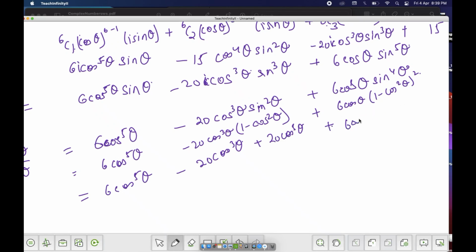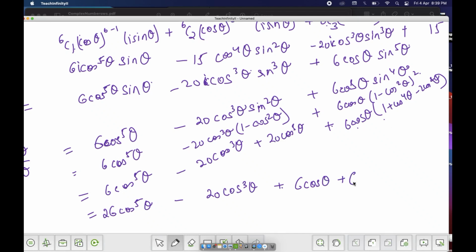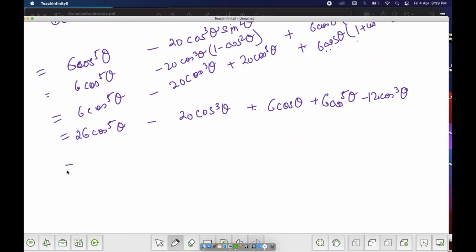No, wait, let me just expand this. We have 1 plus cos to the power 4 theta minus 2 cos square theta. It becomes, this and this can be added, so it becomes 26 cos to the power 5 theta minus 20 cos cube theta. Let's continue with this. This becomes 6 cos theta plus 6 cos to the power 5 theta, okay, and 6 times minus 2 is minus 12 cos cube theta. Finally, I get 26 plus 6 is 32 cos to the power 5 theta. Okay, minus 20 cos cube minus 12 cos cube is minus 32 cos cube theta. So this is done, and plus 6 cos theta.